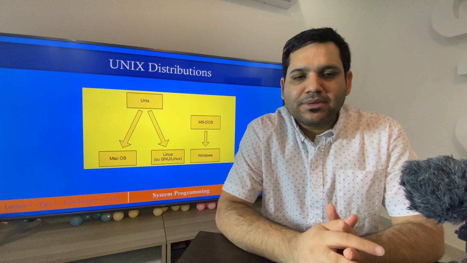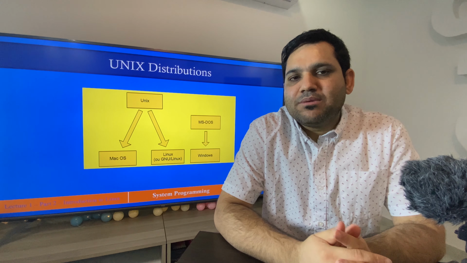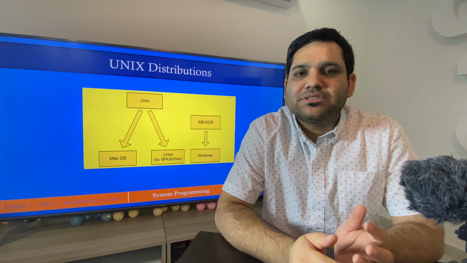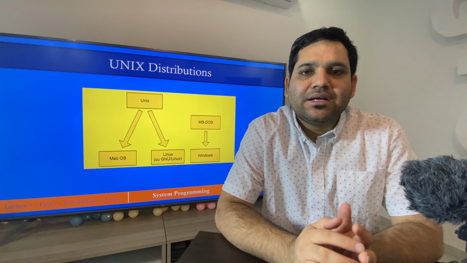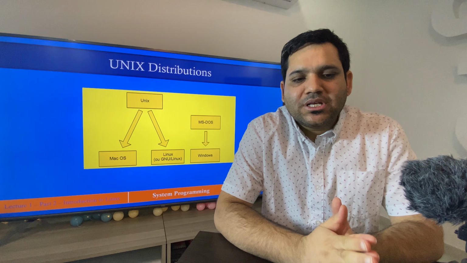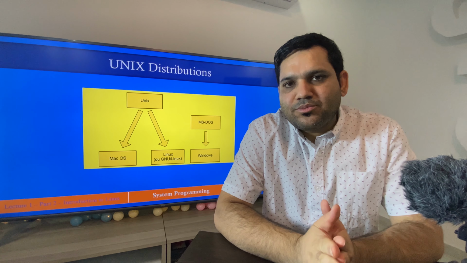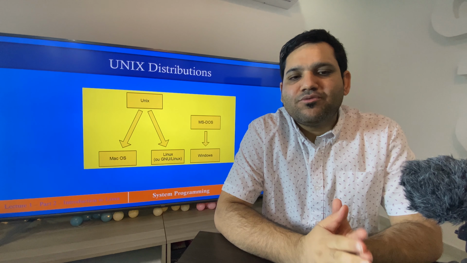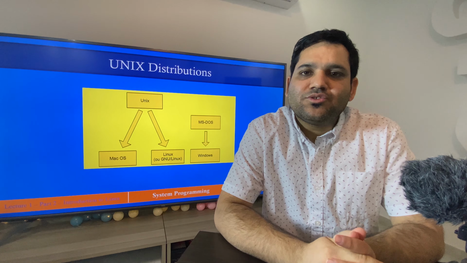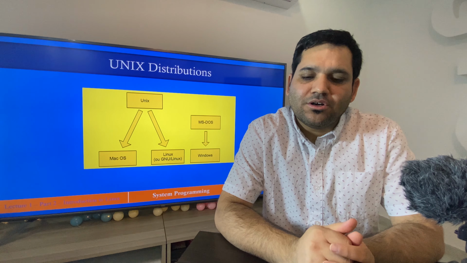So let's see some Unix distributions. The most well-known operating systems we are using right now are Windows, Mac OS, and Linux. Mac OS and Linux originated from the Unix operating system, but the Windows operating system originated from MS-DOS.